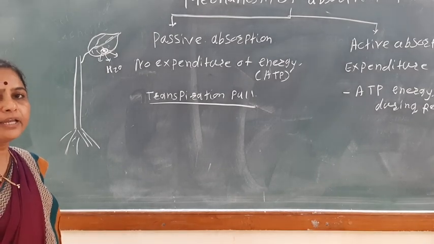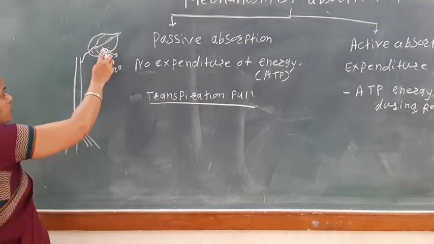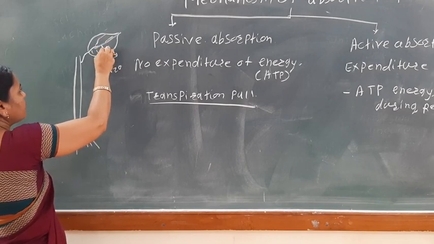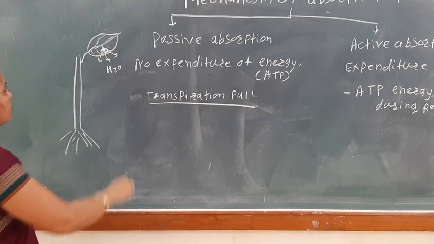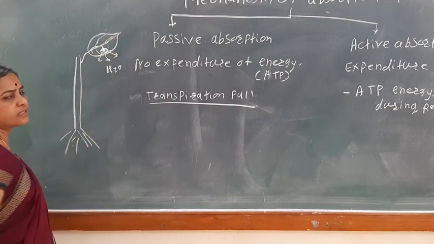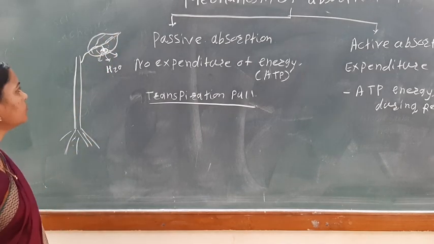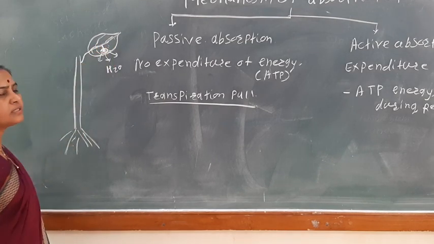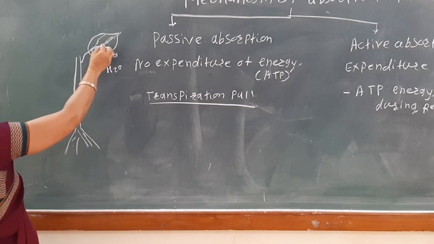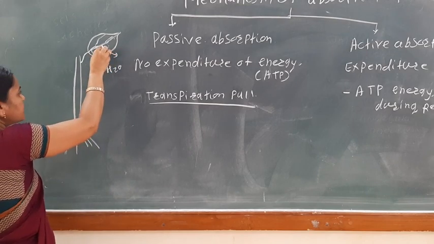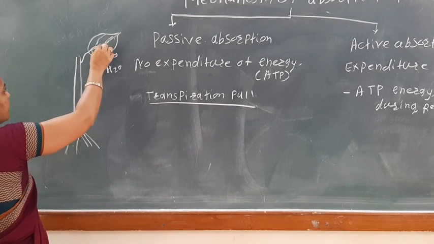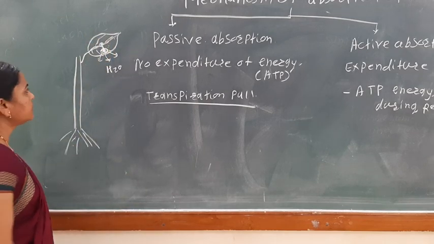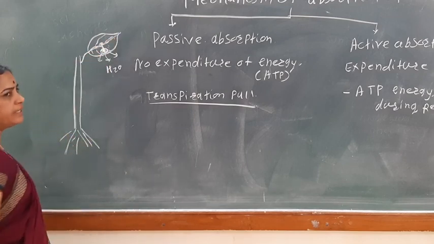Concentration of the cell increases. And when the concentration of the cell increases, this cell takes the water from the neighboring cell, that is, from the nearest xylem cells. Water is taken from the neighboring cell. So here, when the water is taken into this cell, again the concentration increases. The concentration of the leaf cell increases.